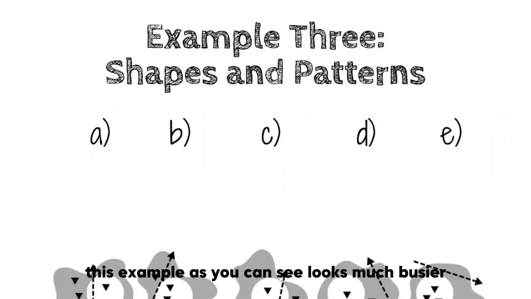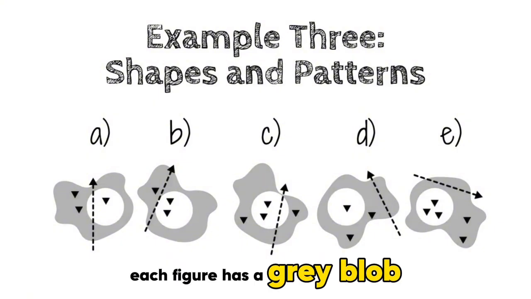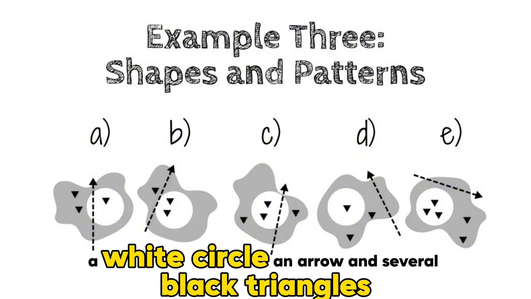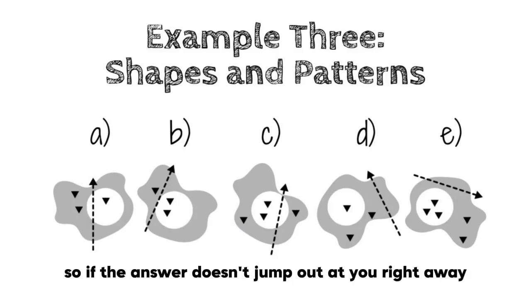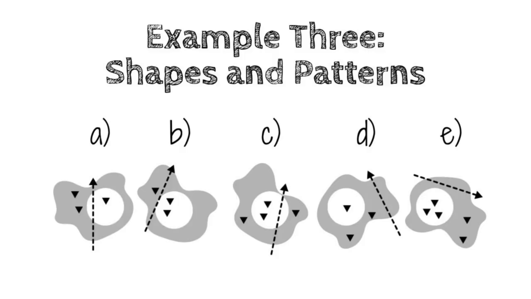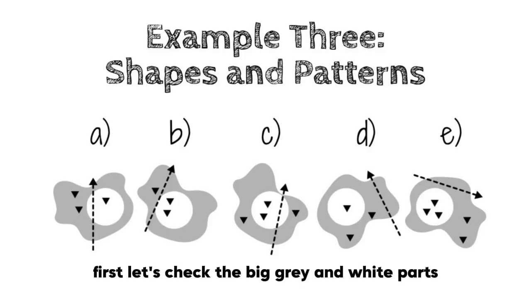This example, as you can see, looks much busier. Each figure has a grey blob, a white circle, an arrow, and several black triangles. There's a lot happening here, so if the answer doesn't jump out at you right away, the best approach is to be systematic. First, let's check the big grey and white parts.